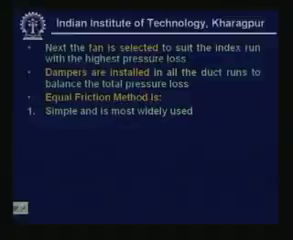Okay. Then since the total pressure loss of other duct runs are less than that of the index run, we again have to install dampers, and dampers have got to be adjusted so that you get the required flow rate in each supply air outlet. Okay. So, this is the equal friction method. Now, the equal friction method is simple and is most widely used.